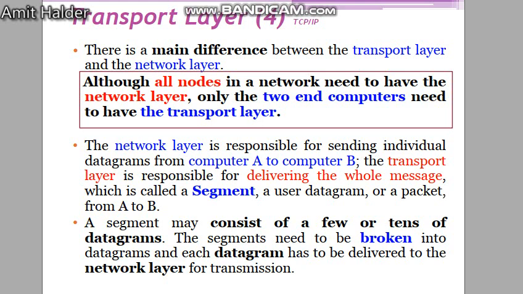The network layer is responsible for sending individual datagrams from computer A to computer B. The transport layer is responsible for delivering the whole message, which is called a segment, a user datagram or a packet, from A to B. A segment may consist of a few or tens of datagrams. The segments need to be broken into datagrams, and each datagram has to be delivered to the network layer for transmission. So datagrams have some acknowledgement issues.